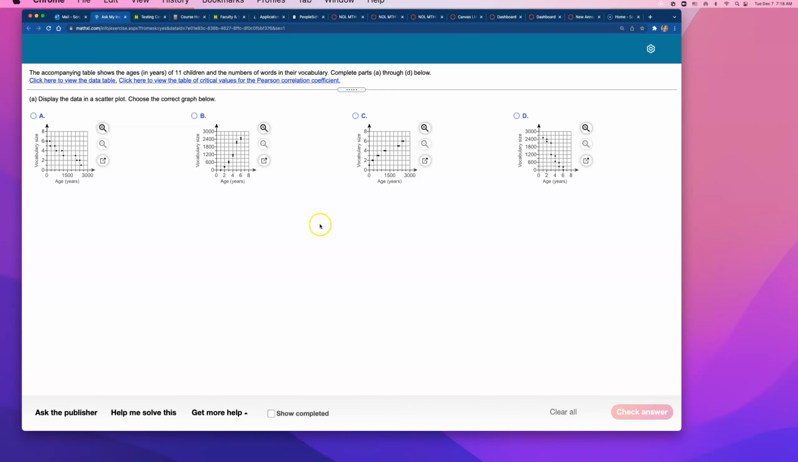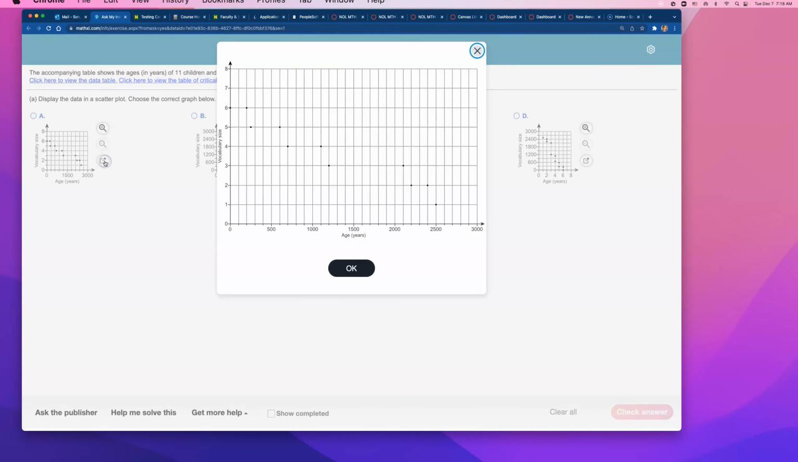Well, look at how crazy this first graph is. Look at the ages. The horizontal axis is ages, and we're talking about children here, right? It's going up by 500. 500-year-old child, 1,000. No, that's not it. So A is out, because the scale is just ridiculous. 500, 1,000, 1,500 years of age. So A is not it.